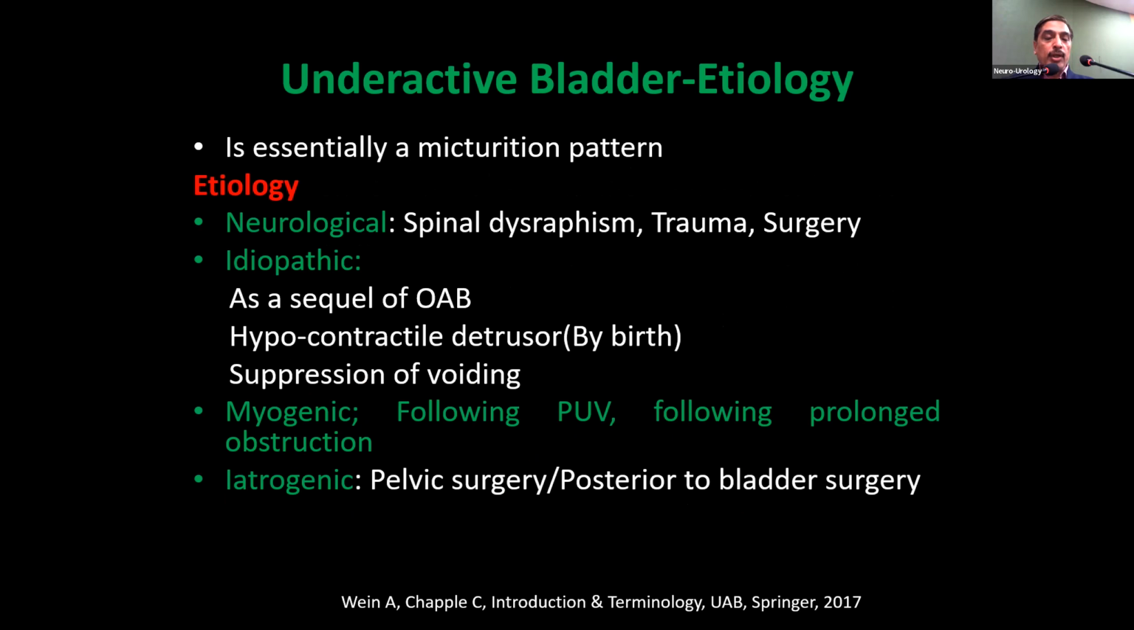Etiology can be neurological, idiopathic, as a sequel of the OAB, overactive bladder, hypocontractile detrusor by birth, suppression of voiding, long-term suppression. It can be myogenic and iatrogenic. I will be mainly focusing on idiopathic.